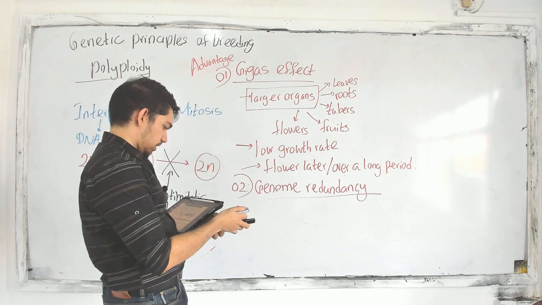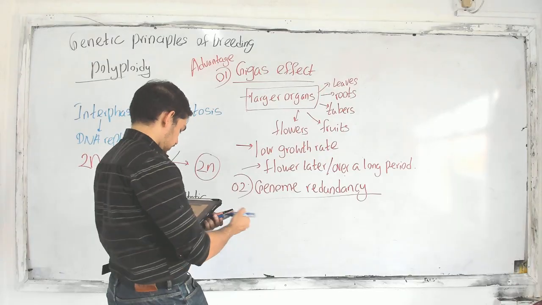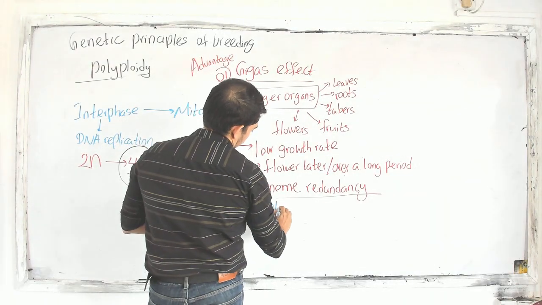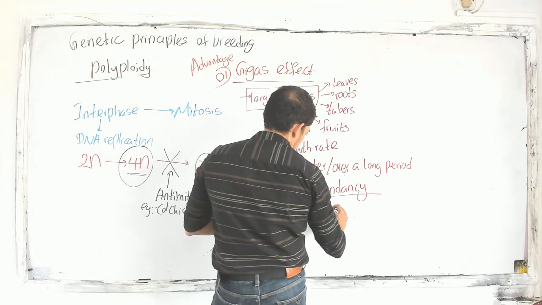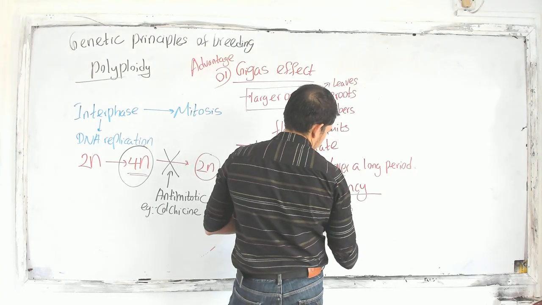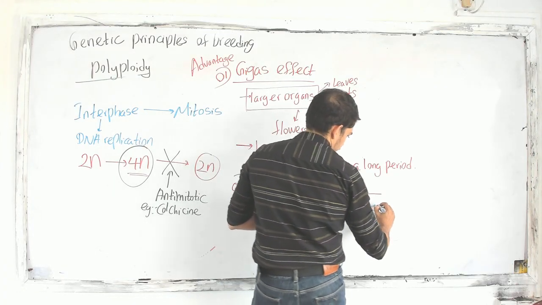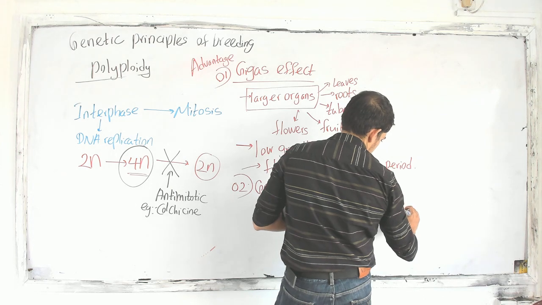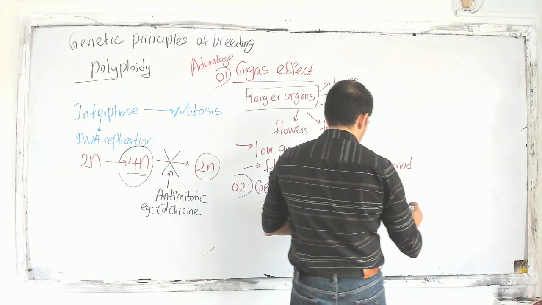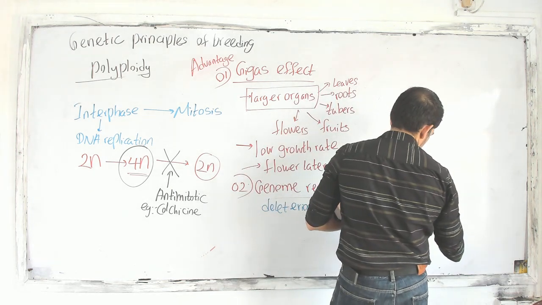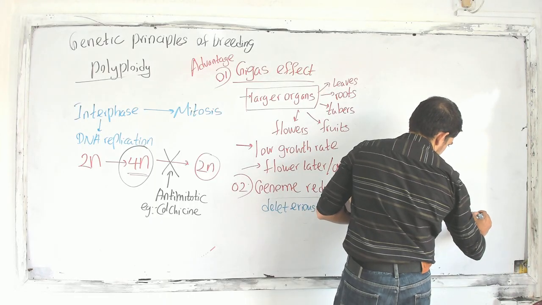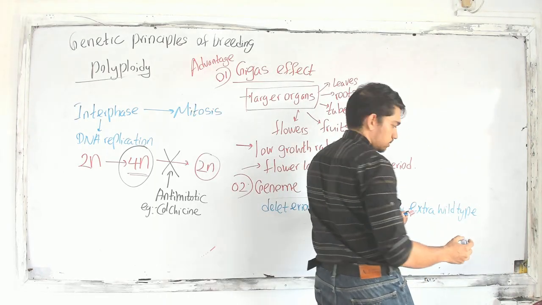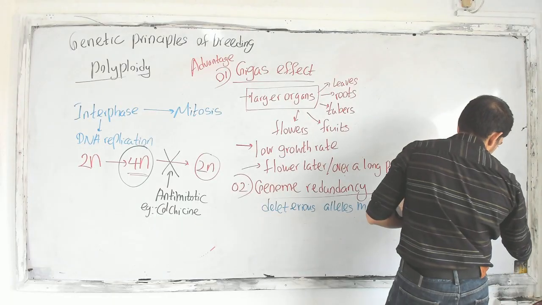What is the definition of it? You can call it bad alleles or deleterious alleles masked by extra wild type alleles. Wild type means normal, the good ones. Wild type alleles.